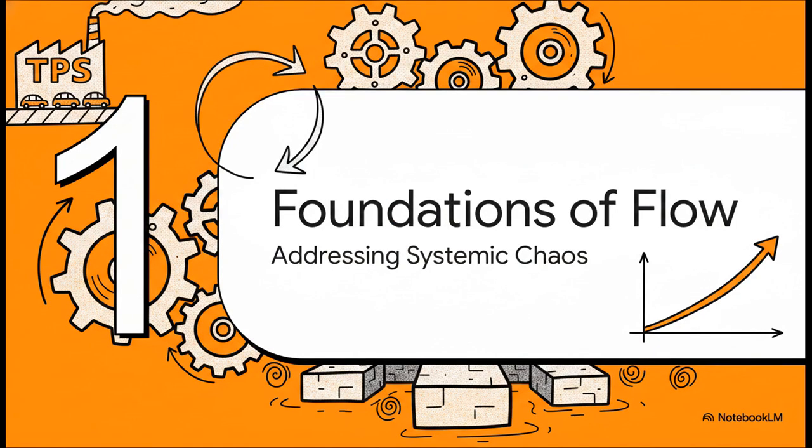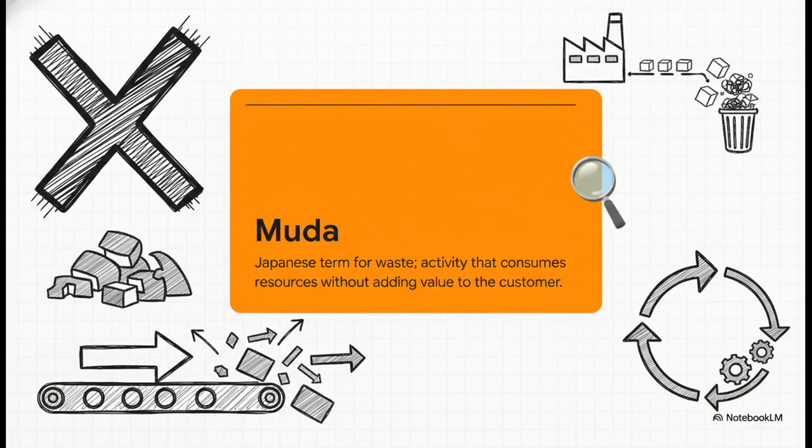All right, Section 1, Foundations of Stability and Flow, Addressing Systemic Chaos. To kick things off, we really have to start with the baseline, the why, by looking at how the Toyota production system addressed the absolute foundational need for stability. So the whole point here is getting rid of Muda.